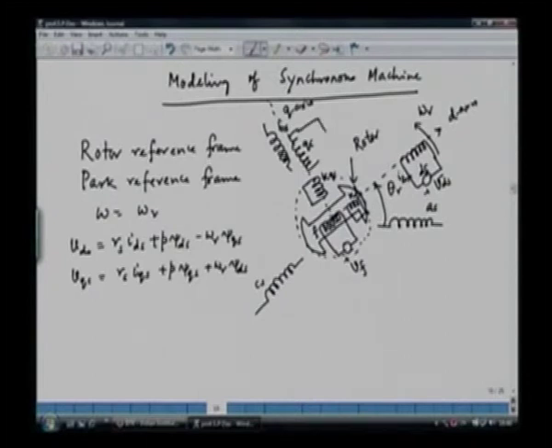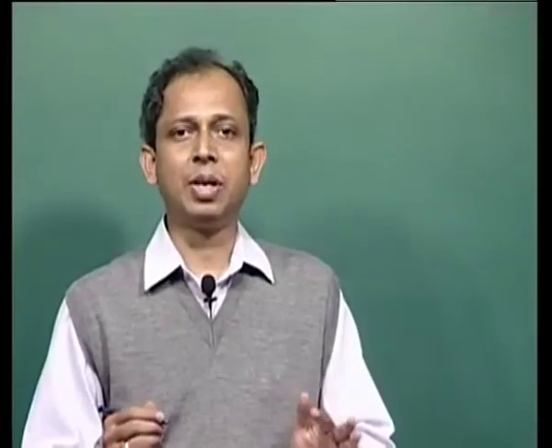Similarly, for the Q axis, we can have the voltage, and this is the current IQS. So the ABC are transformed into VDS and VQS in the stator. Now what about the rotor?